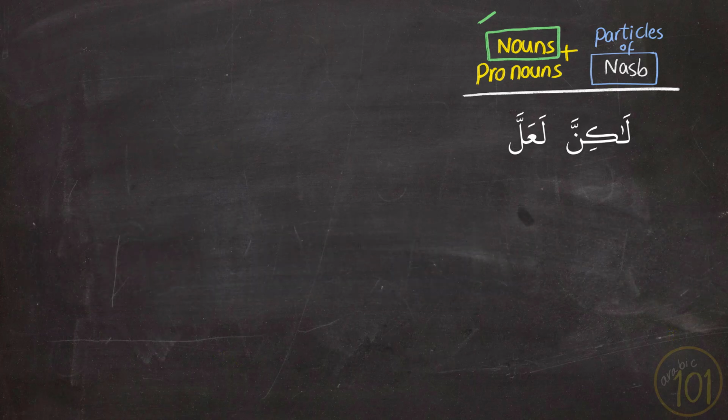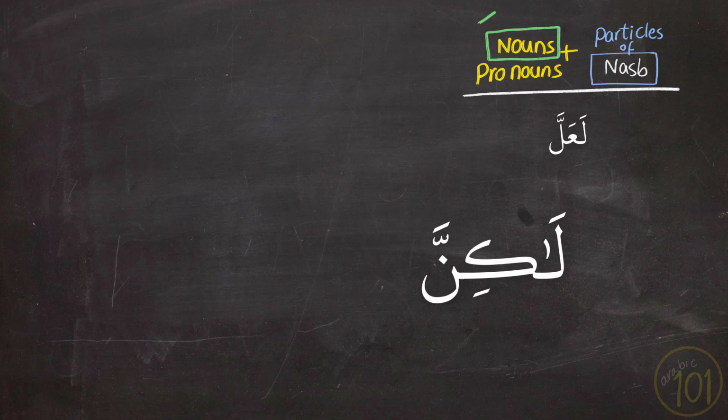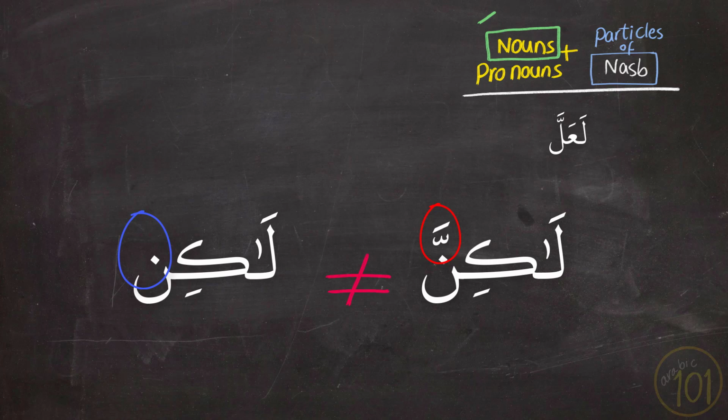The next particle is Lakinna. Notice how I said Lakinna with shadda on the noon at the end of the word, and that I didn't say lakin without the shadda, because these are definitely not the same, and you should pay attention not to mix them up together. Lakinna means on the contrary, or but, and it can be followed by nouns only.